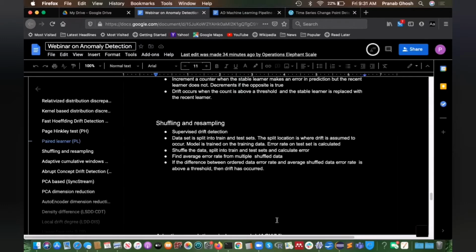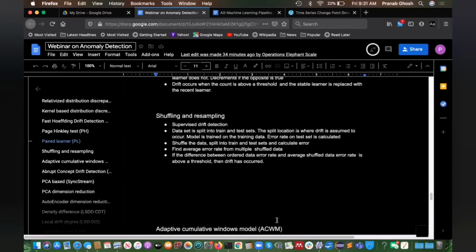Then you have to repeat this process multiple times. You shuffle the data, and after shuffling, you again split it into train and test data sets and calculate the error. I repeat that many times, and then you find the average error. If the difference between the error with the ordered data and the average of the shuffled data is above a threshold, then there is potential drift.